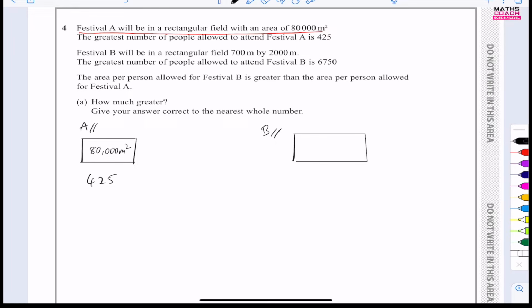And for that one, I've been given the lengths, okay, right here. So 700 meters by 2000. So let's call this 2000 meters and this one 700 meters. I can quickly work out the area of that by doing 2000 times 700, and that is 1,400,000 meters squared. Okay, so that's that. And what am I told about this? That 6,750 people can fit in there. So 6,750 people can fit into that one.